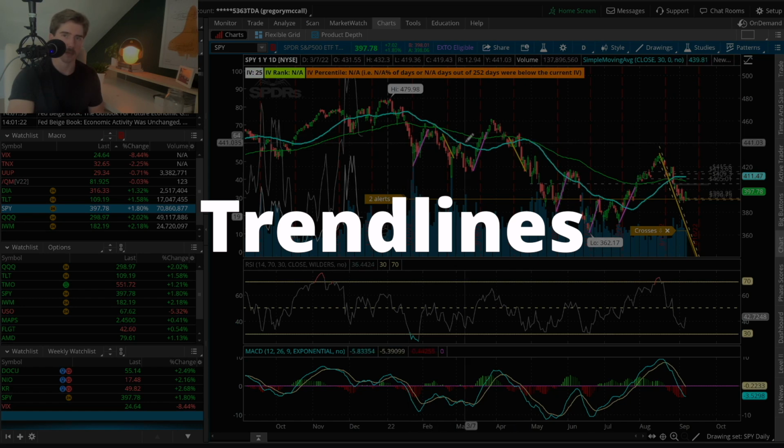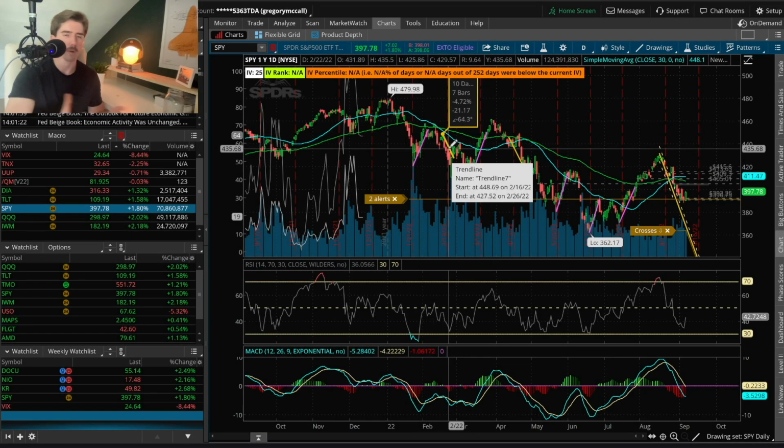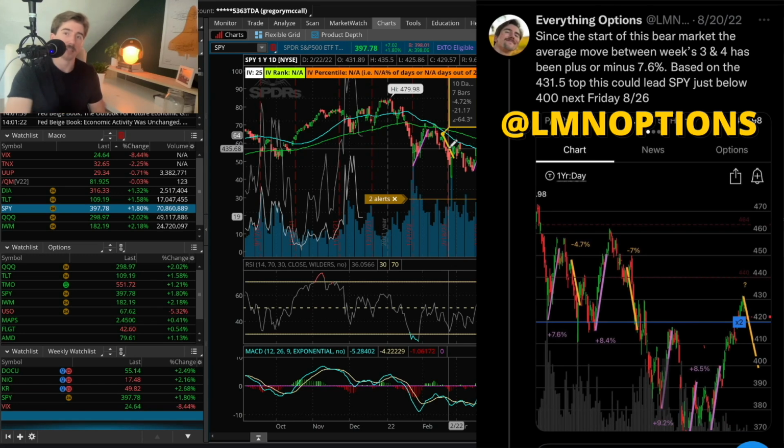be these purple and yellow lines. And you're probably thinking, what the hell are these? The reason why I added them to my charts is because I noticed that during weeks 3 and 4, every single month, SPY would make a move in a really big way. So I use these trend lines to find the average of the last 7 months between weeks 3 and 4, and the average move was 7.5%.